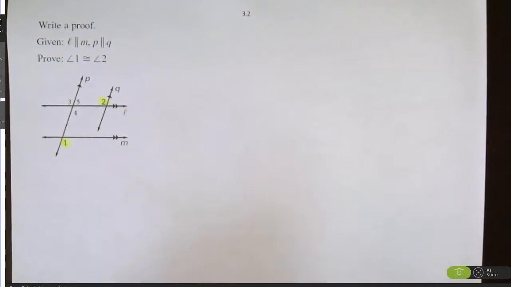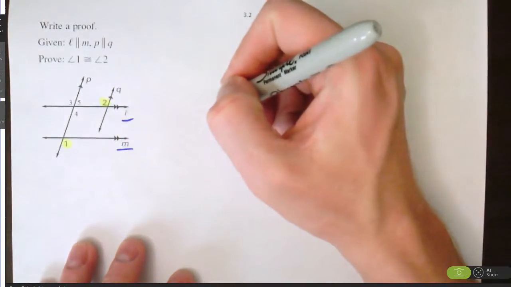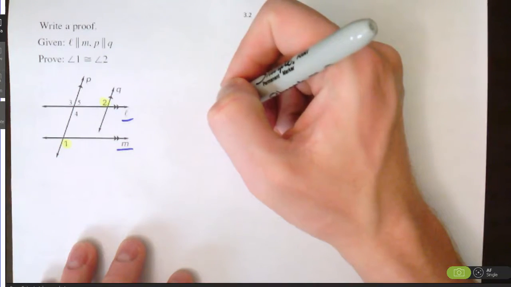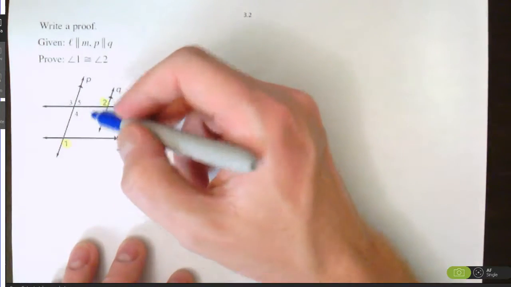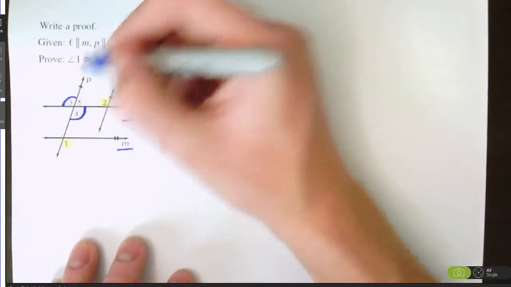So the bigger question is, are there any angles that are congruent that I could use? And then if there are, use those to get to those two angles. So looking at angle 1, well, I know that L and M are parallel. So are there any angles that angle 1 is congruent to? Well, it's congruent to angle 3. It's also congruent to angle 4.